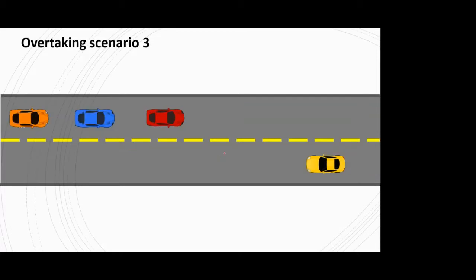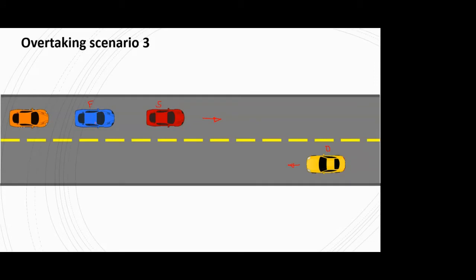And then you have a third scenario in which you have four vehicles in the system. You have a slow moving vehicle, which is red. You have a fast moving vehicle, which is blue. Then you have an oncoming vehicle, which is the yellow vehicle, in the opposite direction. And in addition to that, you have a fourth vehicle, which is the orange one, following the fast moving vehicle.